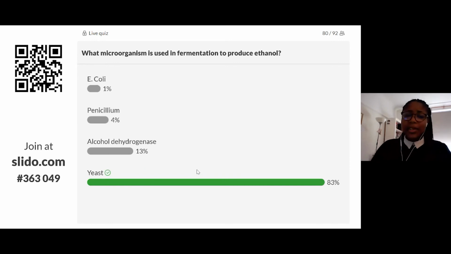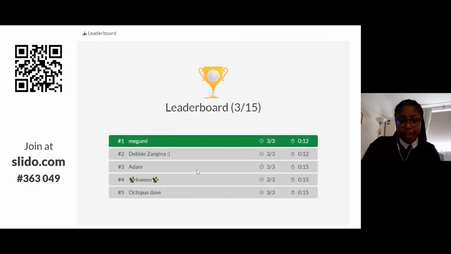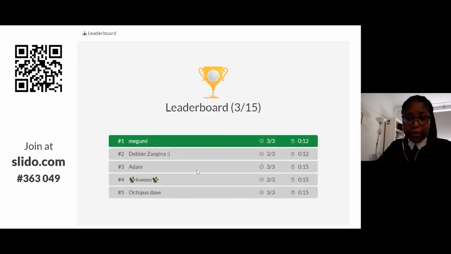The others, so E. coli, penicillium, are not really used in fermentation, and alcohol dehydrogenase is the name of the enzyme in your liver which breaks alcohol down. So the correct answer is yeast. And really well done again, Megumi, for maintaining the lead. Excellent. Okay, so our last quiz question for this section of today's class.